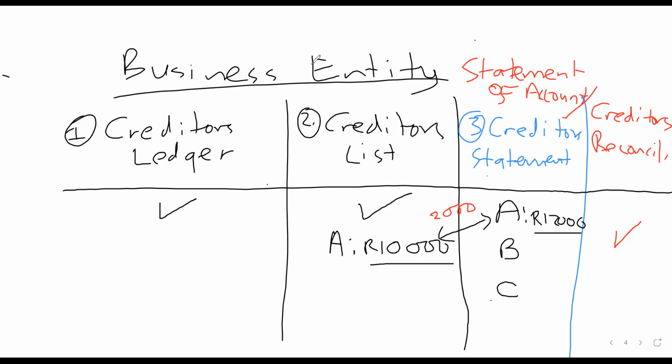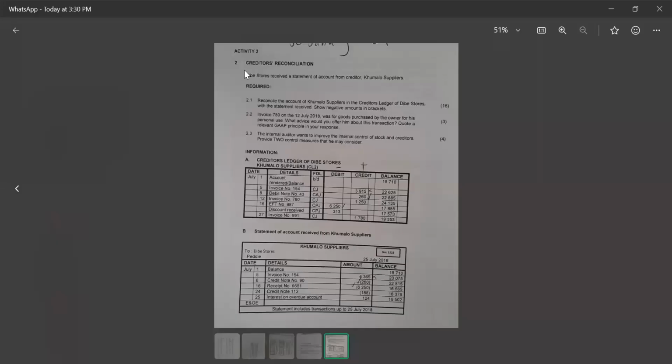So what happened in that activity? You received this statement from a supplier. But before you received this statement from the supplier, you as a business already had some records that you were keeping through a creditor's ledger. Now let's go to that activity so you can see this. They are saying debtors, so debtors is the business. Debtors received a statement of account from creditor, Kumalo suppliers. So the business is debtors, and the creditor involved is Kumalo suppliers.